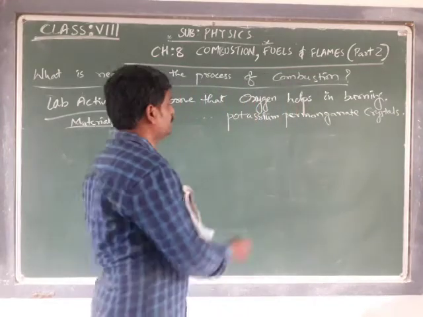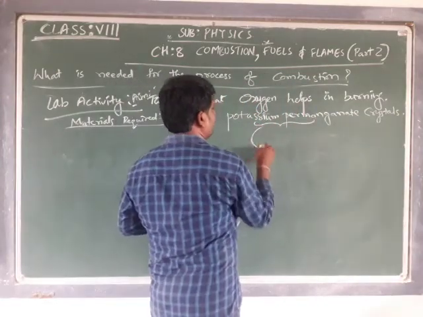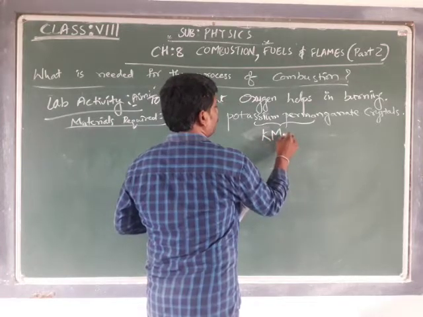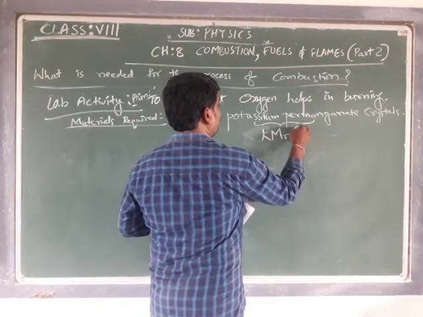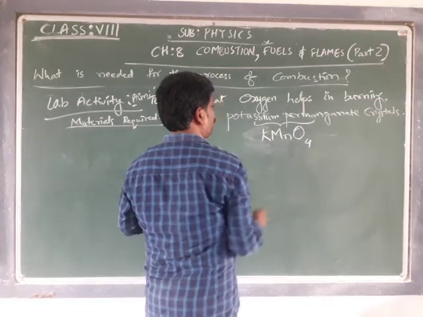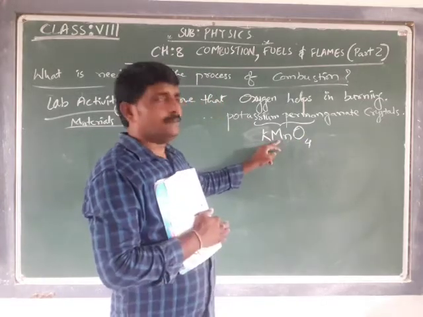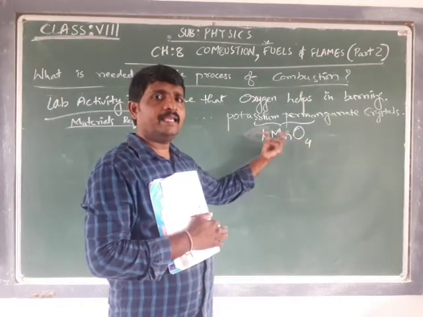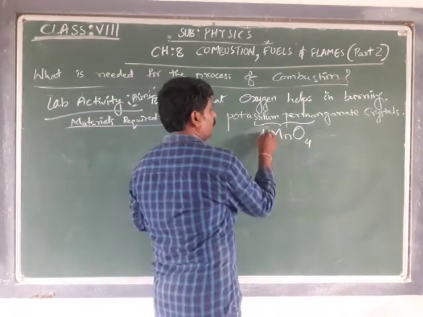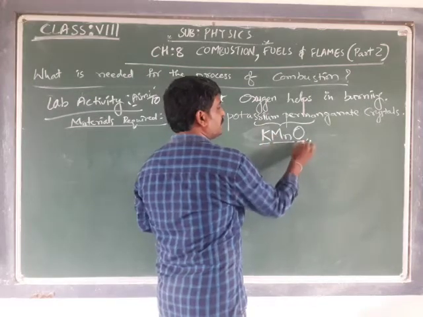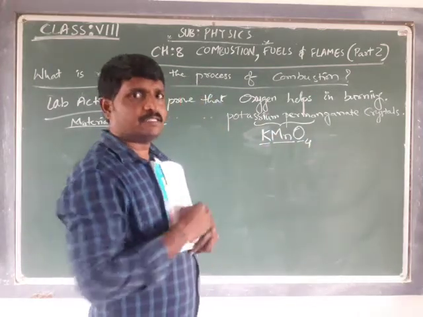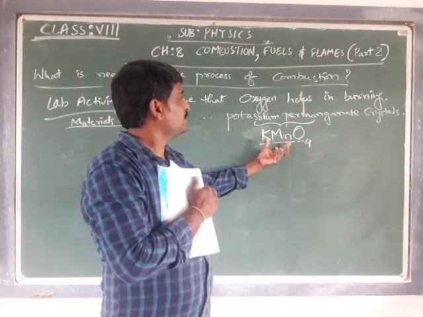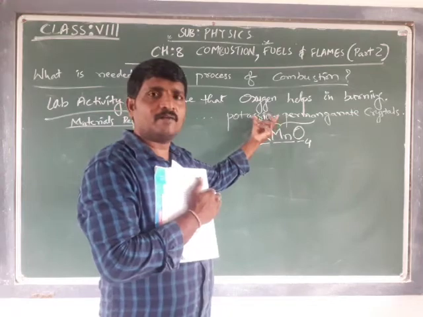The chemical formula of potassium permanganate is KMnO4. K is one element, Mn is another, and O, oxygen, is another. KMnO4, this is the chemical formula of potassium permanganate.